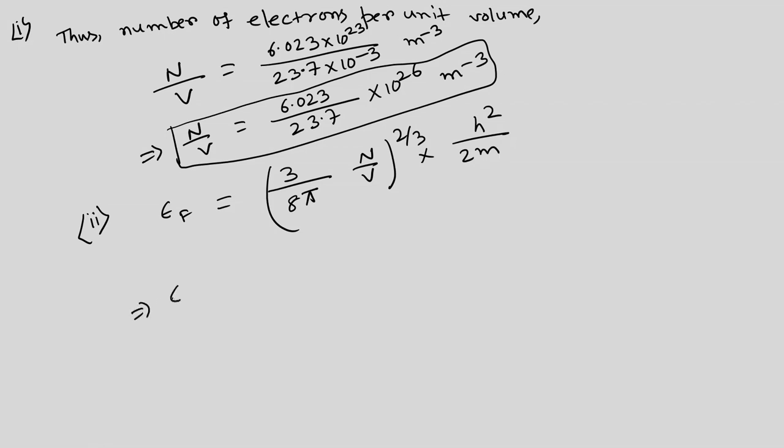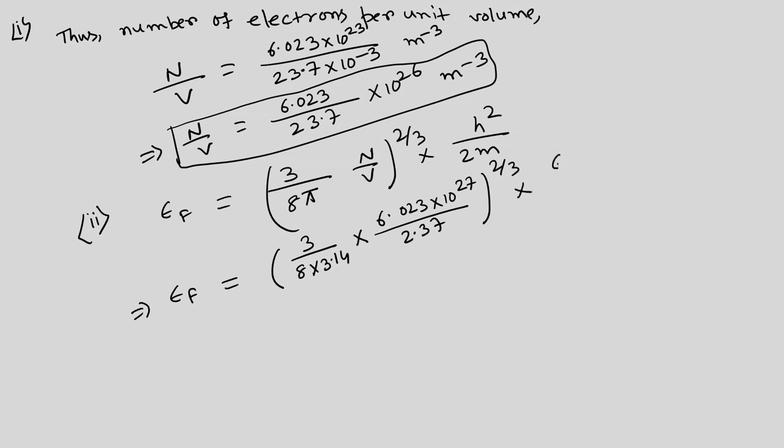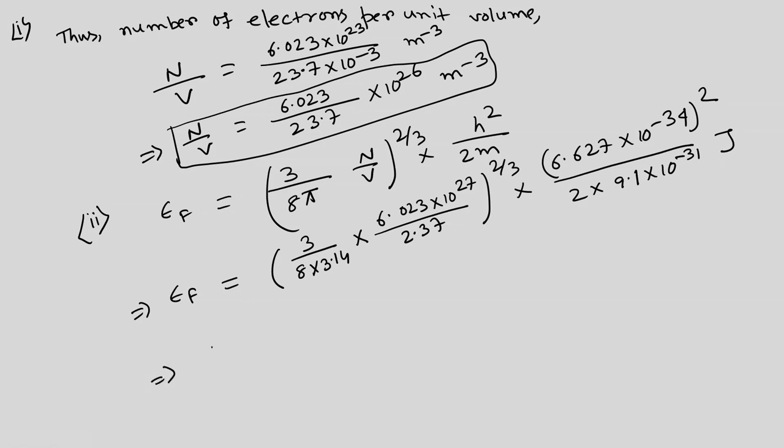Okay. So, we substitute everything here, we get 3 by 8 × 3.14, and n by V we just now calculated, 6.023 × 10^28, or we make it 10^27 to simplify our problem, and so we get 2.37 to the 2 by 3. The value of h we know, 6.627 × 10^-34, then 2, and then we have 2 × 9.1 × 10^-31. This is in joule unit. So, if we simplify this, we get the value of epsilon_F is 5.06 × 10^-19 joule.